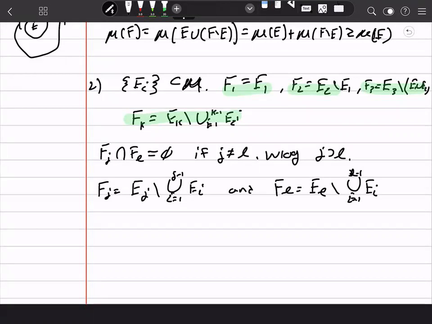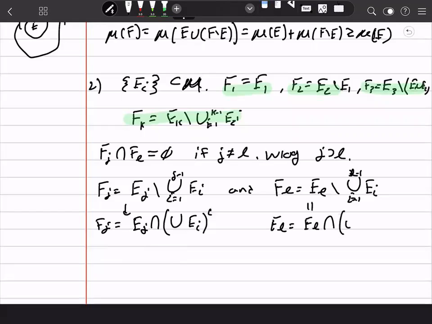So what are these equal to? If we expand this here, this is actually going to be E sub j intersect the intersection of E sub i complements, which gives us F sub j. I guess we can just take it step by step and we'll keep it here. What does this one give us? This one gives us F sub l is equal to E sub l intersect the intersection of E sub i complements. Okay, so we have this.